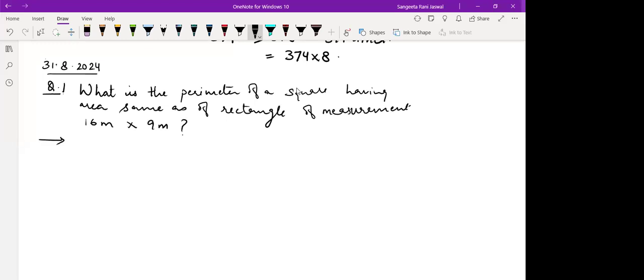Okay, now I'm repeating the question again. What is the perimeter of a square? You are asked to find the perimeter of a square having area same as that of a rectangle. That means the area of a square and the area of a rectangle are same. And you have to find the perimeter of a square. So to find the perimeter of a square, we should know one of its sides. Then only we can find the perimeter.